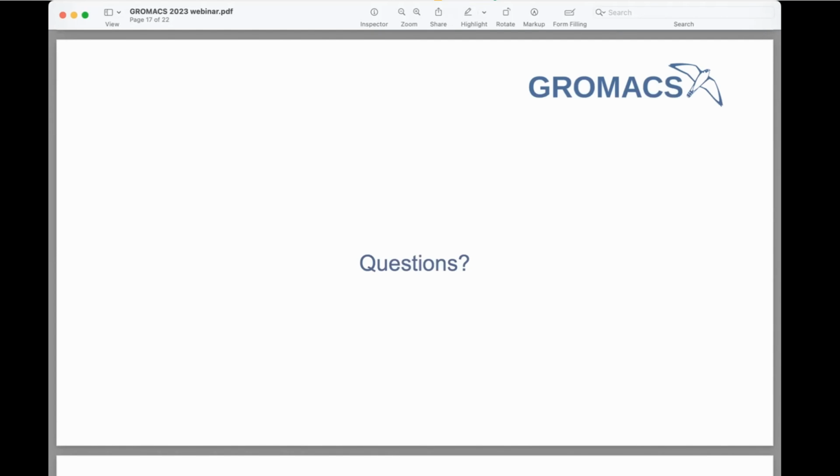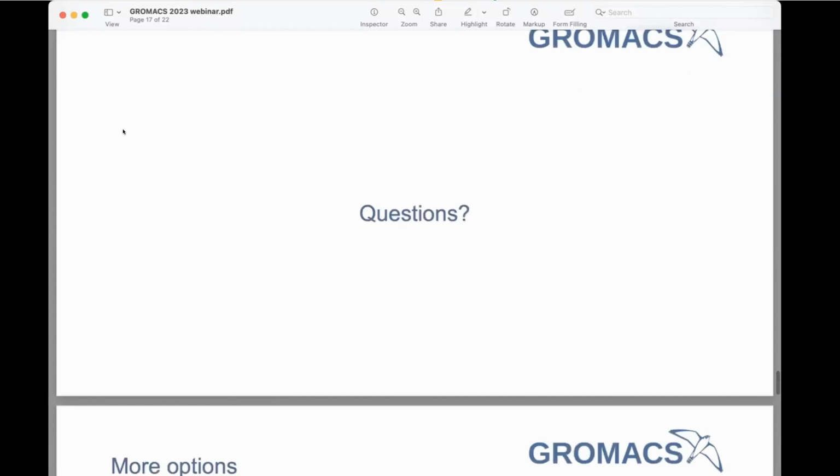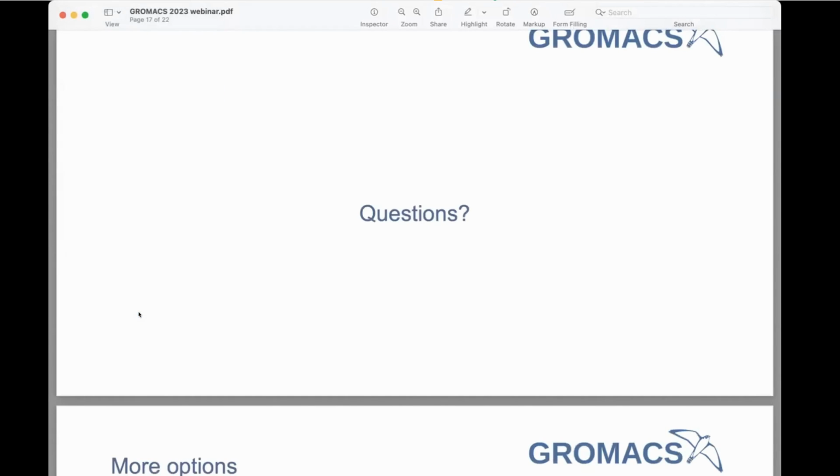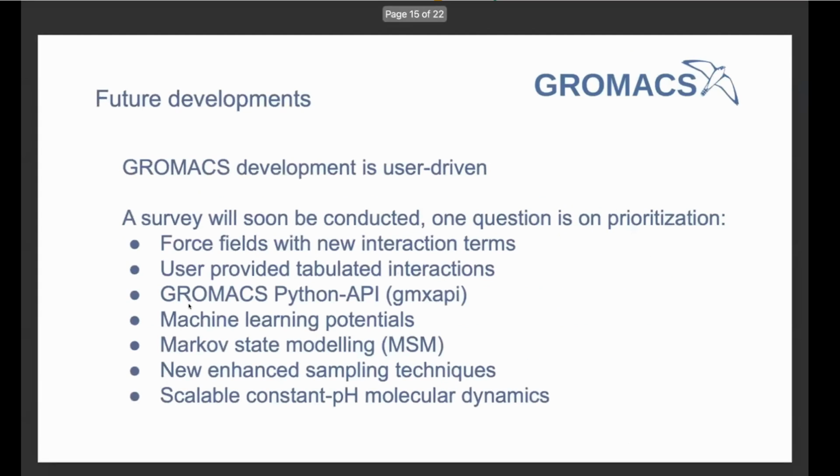Then we have someone that decided to vote. Alexander, you showed a list of possible future features, and someone voted for ML potential. Maybe you can show the slide again, Berk. Should I go back to full screen? Let's go back to full screen. We still see your presentation. Someone is voting for ML potential.